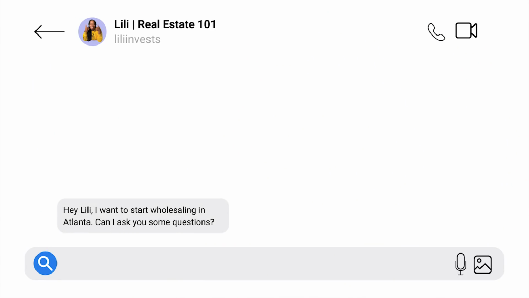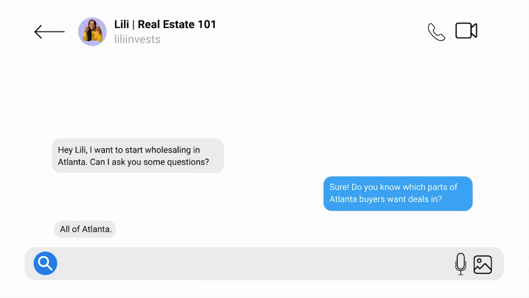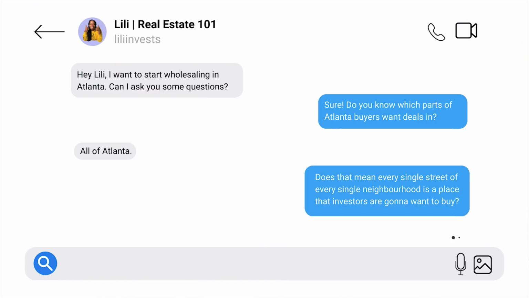Someone DM'd me on Instagram asking for help wholesaling in Atlanta, and when I asked them, did they know what parts of Atlanta buyers wanted deals in, they said, all of Atlanta. And I was like, does that mean every single street of every single neighborhood is a place that investors are gonna wanna buy? And at that point, they realized the mistake and said no. Narrowing down what I call the hot pockets of your market is going to help you focus your time, your energy, and your money getting deals in areas where people want them versus getting something like a beach house in Idaho. So what tools can help us with this?